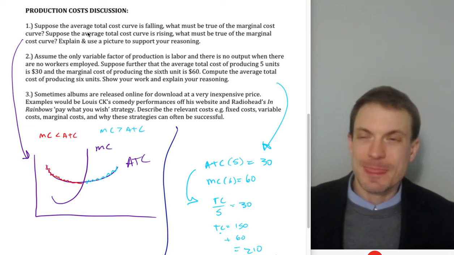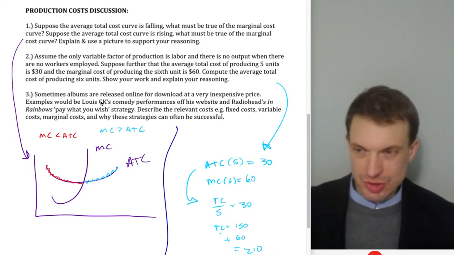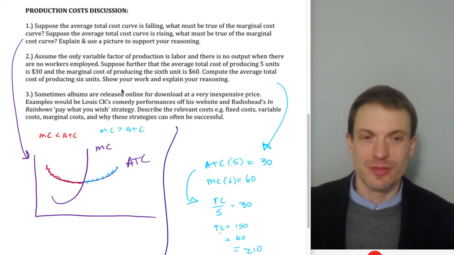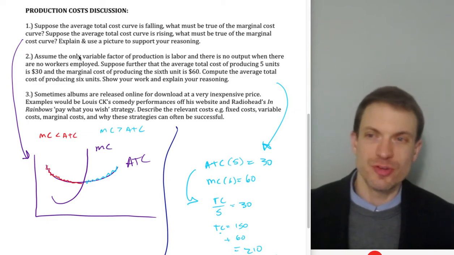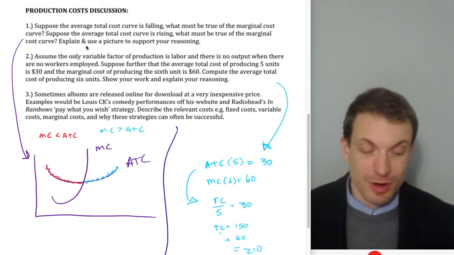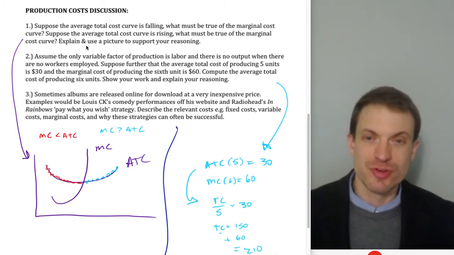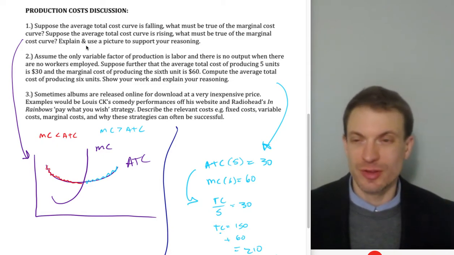So the basic idea is in this video, I'm going to talk about these three questions in terms of answering some issues pertaining to production costs. Production costs refer to things like our cost curves: average total cost, average variable cost, average fixed cost, marginal cost, variable cost, and total cost.